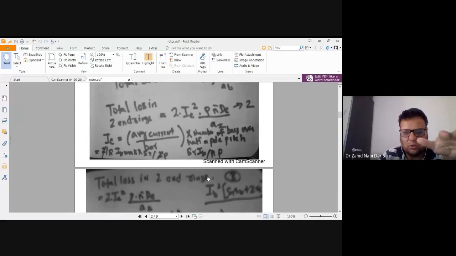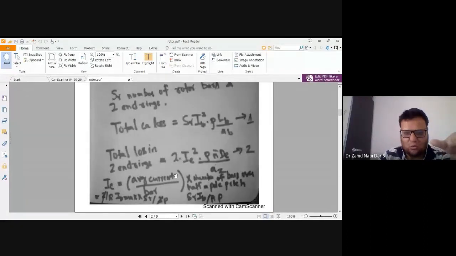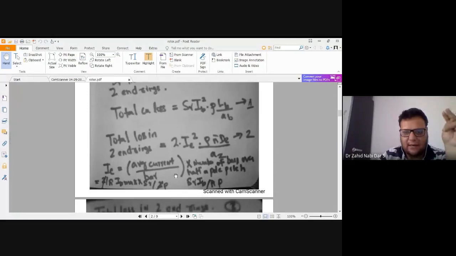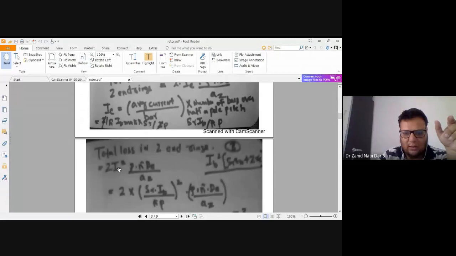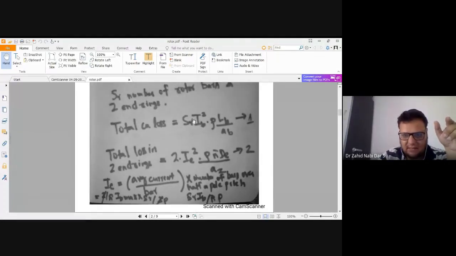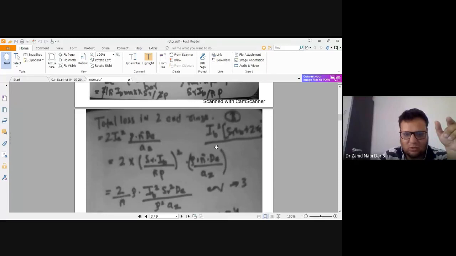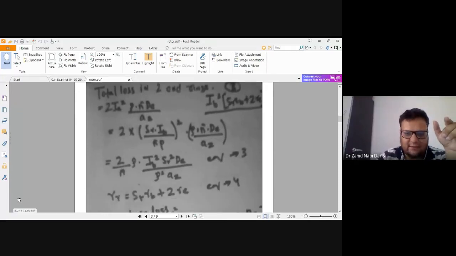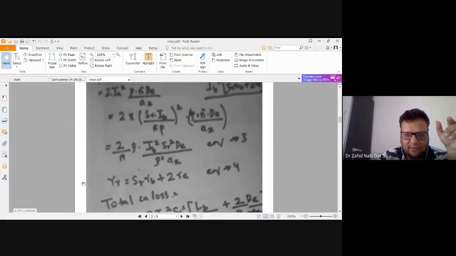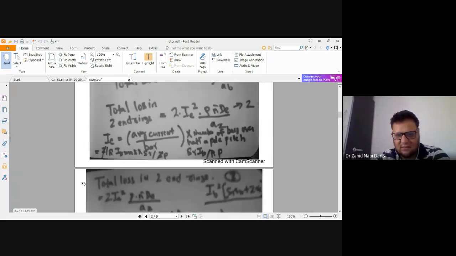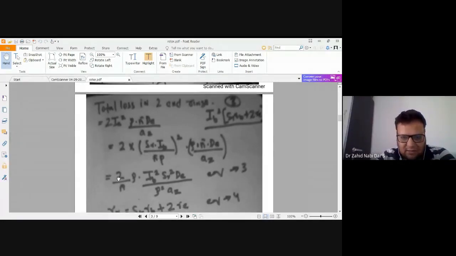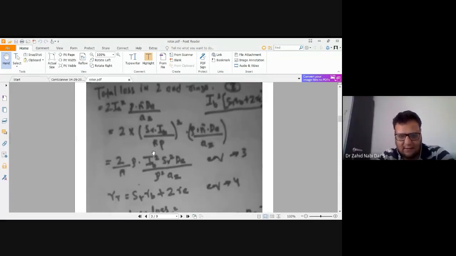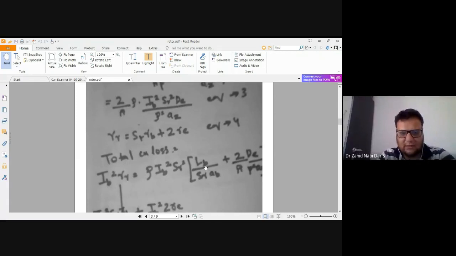So now the total loss would be the combination of these two things. One is the loss in the bar and another is the loss in the end rings. So this plus this is the total loss. I was just about to do this, this equation I was just calculating. So your total loss would be the combination of these two.